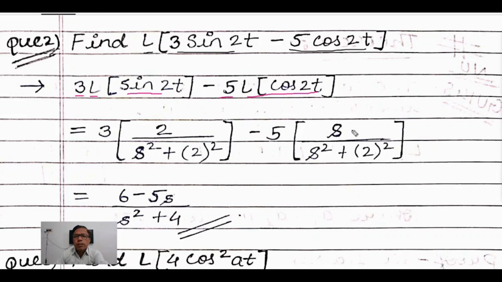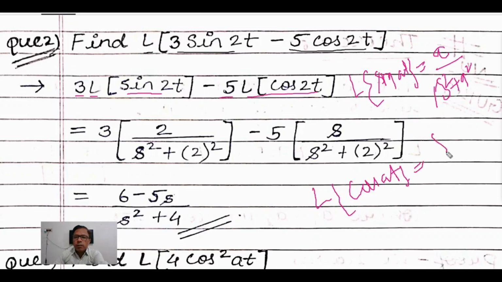And we know that Laplace of sin at is equal to a upon s square plus a square, and Laplace of cos at is equal to s upon s square plus a square.